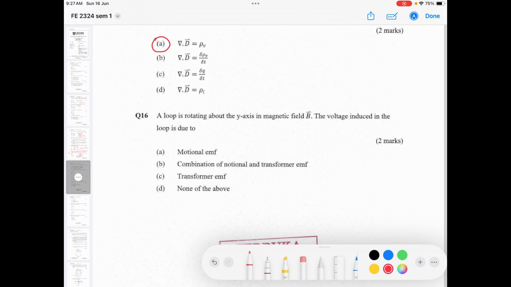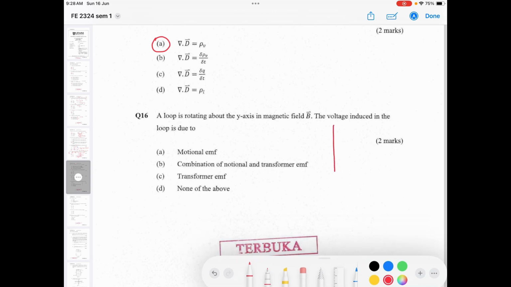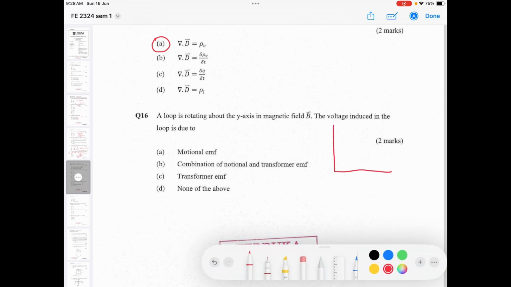A loop is rotating about the y-axis in magnetic field B. So you have a y-axis over here. For example, this is your x-axis, this is your y-axis, and this is your z-axis. And you have a loop. You just imagine this thing rotating about the y-axis. This is the loop, and it rotates.